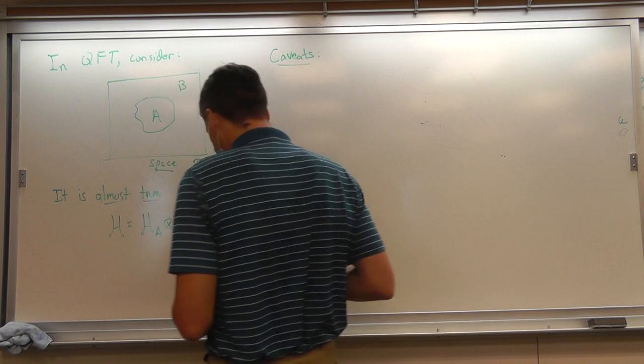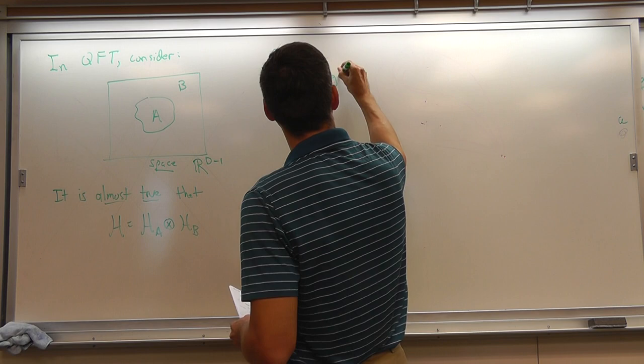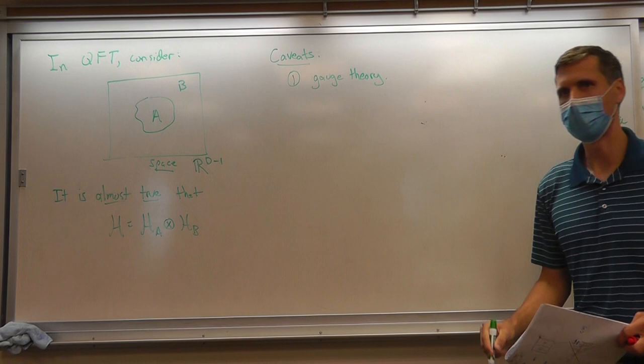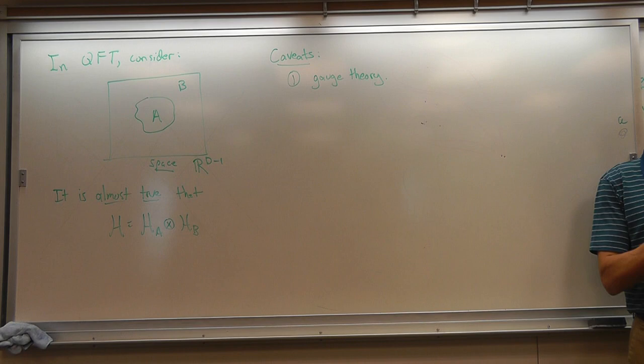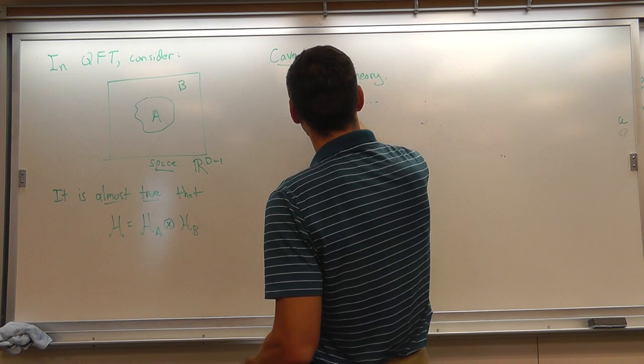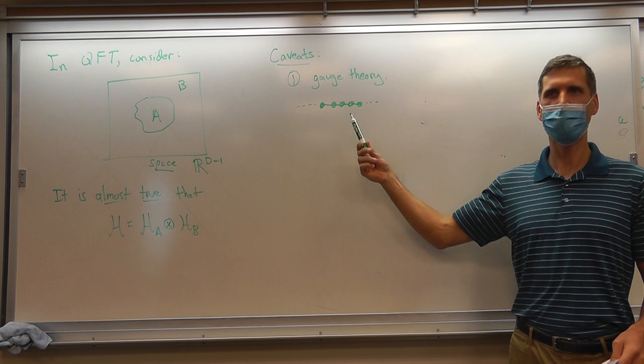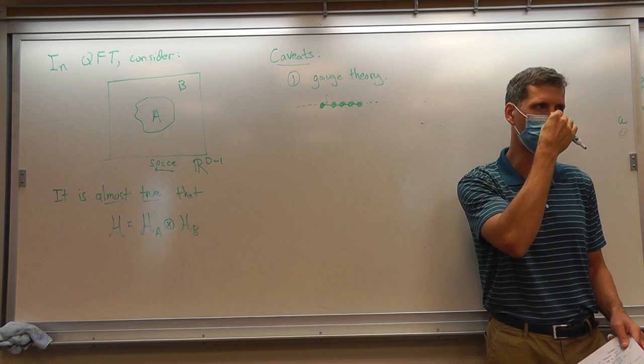The first caveat is gauge theory. In gauge theory, the degrees of freedom of the gauge field don't really live on a site. If you discretize a gauge theory, then the ordinary fields like charged stuff, you can associate to a site, to a given point. But the gauge field really lives on the link. If you discretize a gauge field, you get a theory of site variables and link variables.